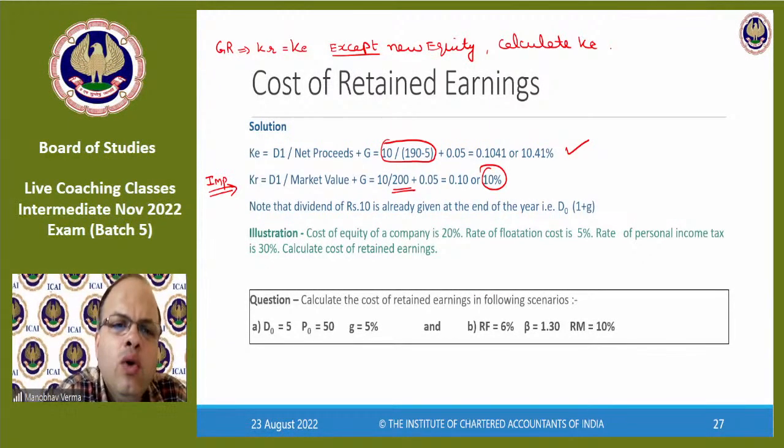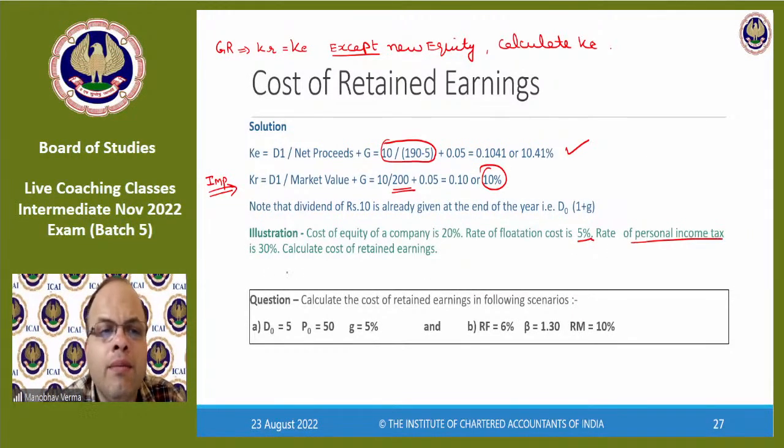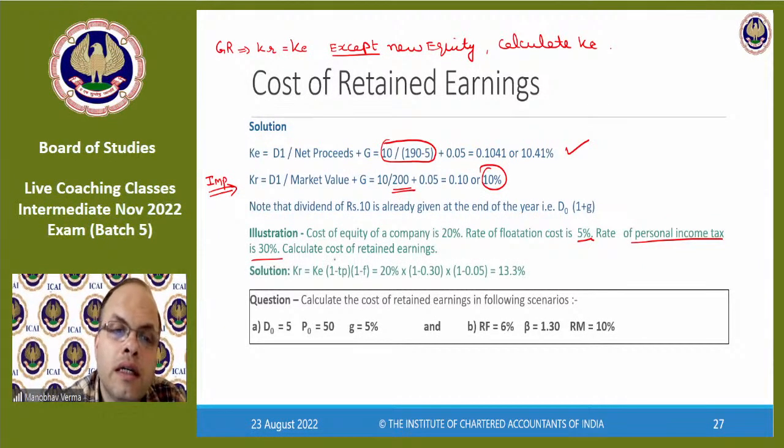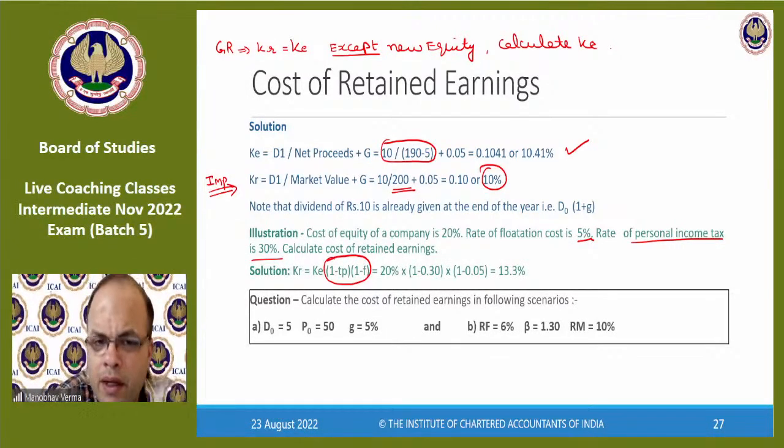Now, in the next one, we are saying the cost of equity of a company is 20%. Look at this, please. They are giving you a lot of information. Flotation cost is 5%, and they are giving you a personal income tax of 30%. For this, you have to use the formula where we net off the income tax and the flotation costs. So we multiply the 20% by 1 minus 0.3, because you would have received 70%, 30% would have gone into taxes, and 0.05 would be the flotation cost. So the net answer would be 13.3% here. In case they give you the flotation cost and the personal tax rate, only then use this formula, please.